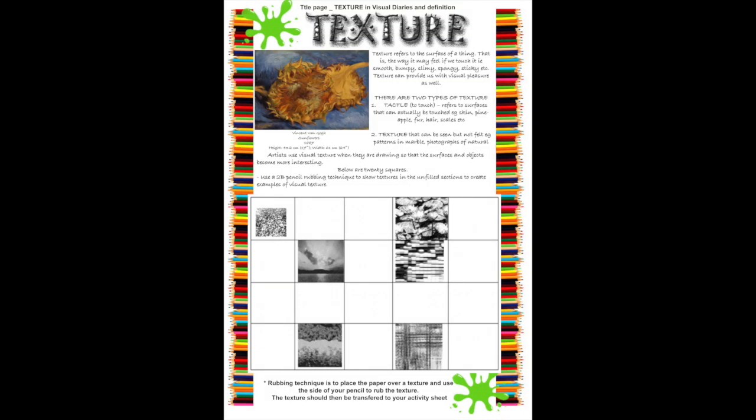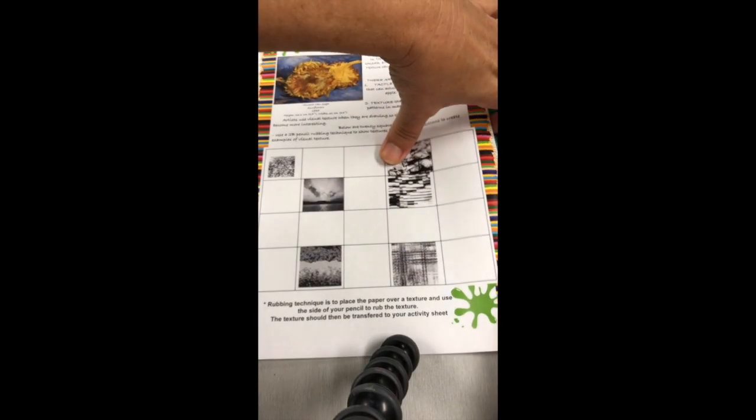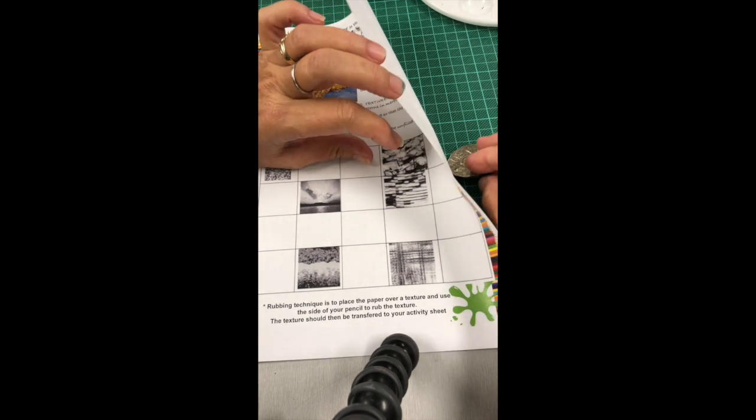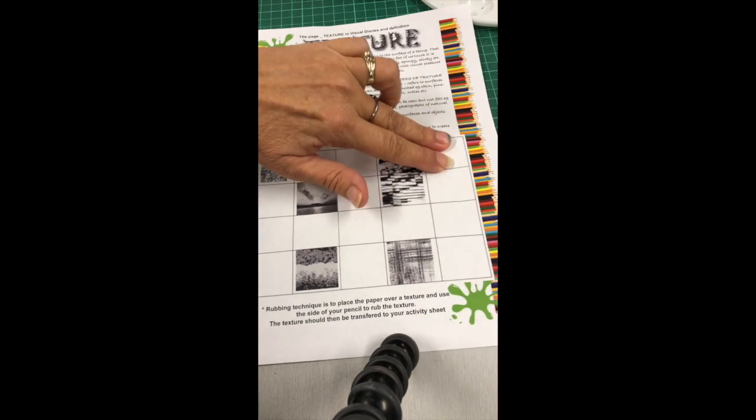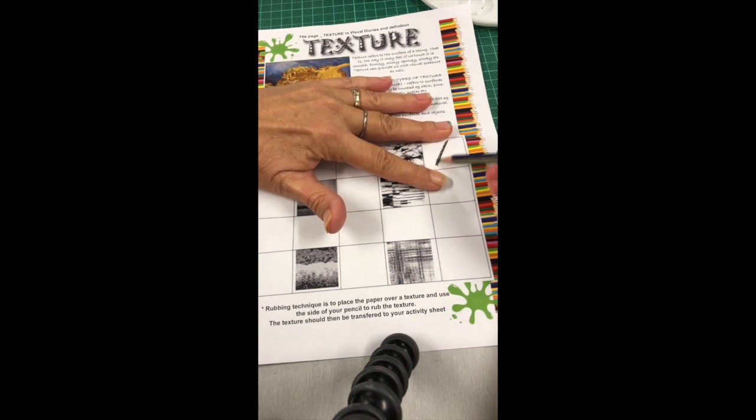Okay, so this is the new handout we're using. This one is called Texture. It's got little boxes down the bottom, so if you're at home you can find different textures. So I've used a coin here. Place the coin under one of the squares. Use a 4B or a 6B pencil. You want quite a soft pencil.